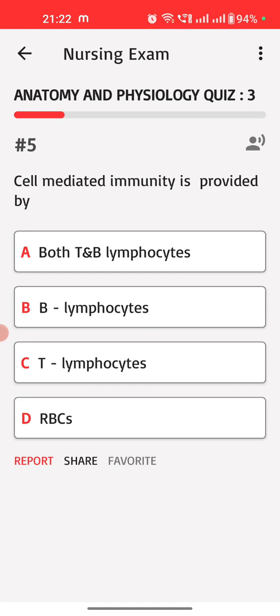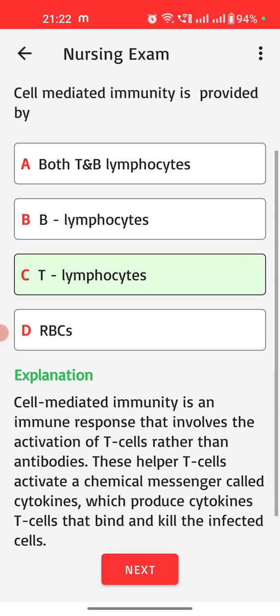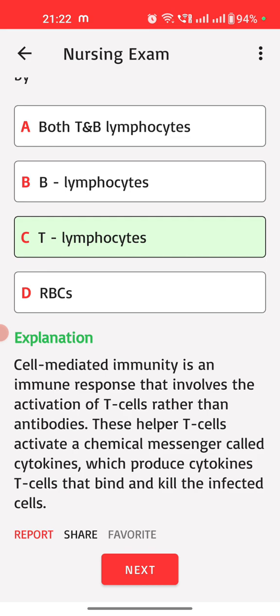Cell-mediated immunity is provided by A. Both T and B. Lymphocytes. B. Correct answer. Cell-mediated immunity is an immune response that involves the activation of T cells rather than antibodies. These helper T cells activate a chemical messenger called cytokines, which produce cytokines T cells that bind and kill the infected cells.